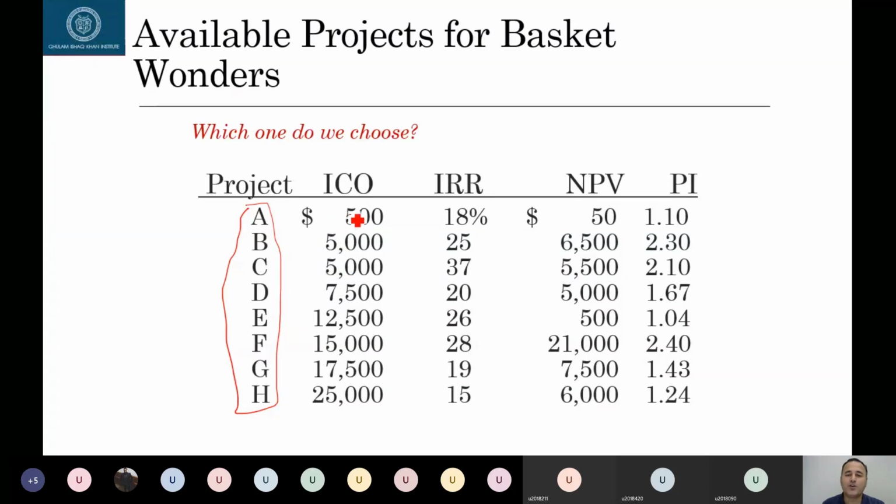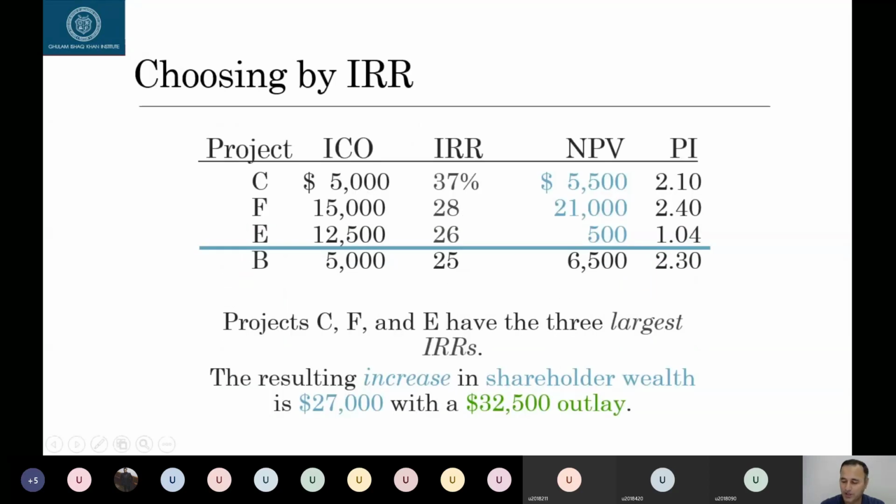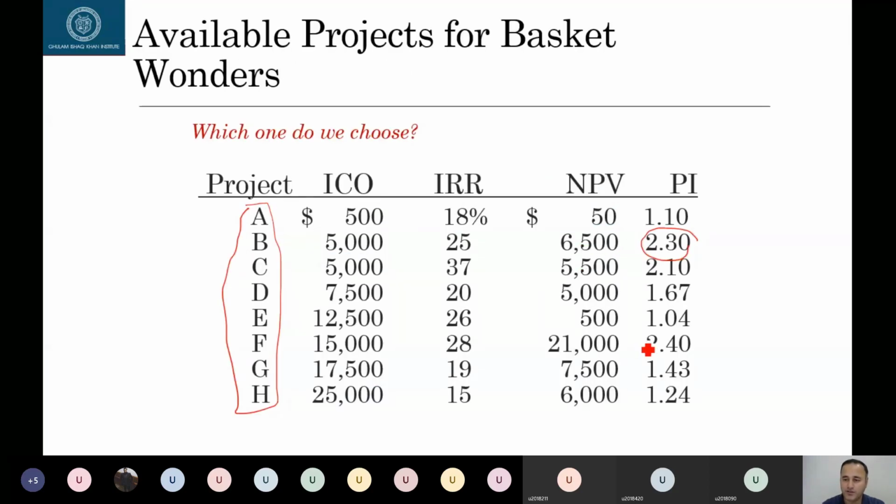So for example, you cannot do that, based on the profitability index, since 2.4 is the highest profitability index for project F. So let's say you cannot do that: I will invest $15,000 in project F, and let's say only $2,000 in project B. You have to either take it all or leave it all. So you have to take it all or leave it all.